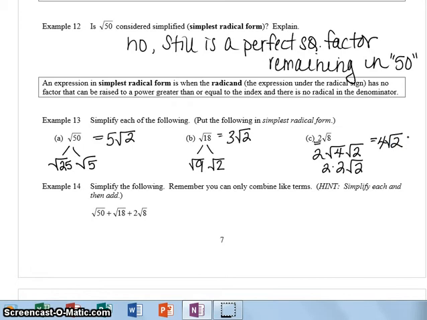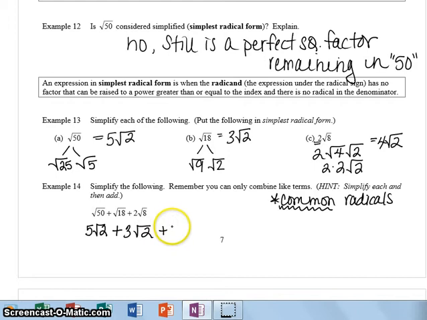Okay, now simplify example 14. Simplify the following. Remember, you can only combine like terms. So you need to get common radicals. So you cannot add and subtract radicals unless they have a matching radical. Okay, so we just simplified radical 50 up here in example 13 part A. That is 5 radical 2. The square root of 18 simplifies to 3 radical 2. And then 2 radical 8 simplifies to 4 radical 2.